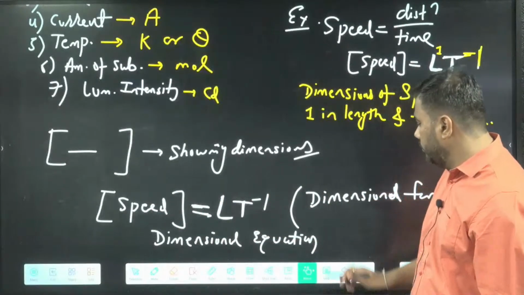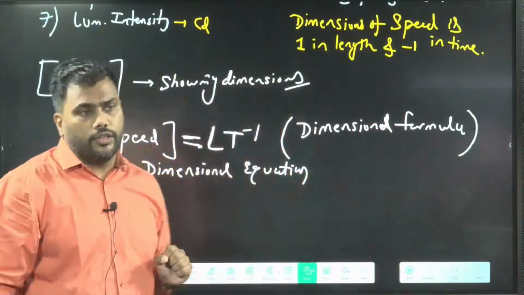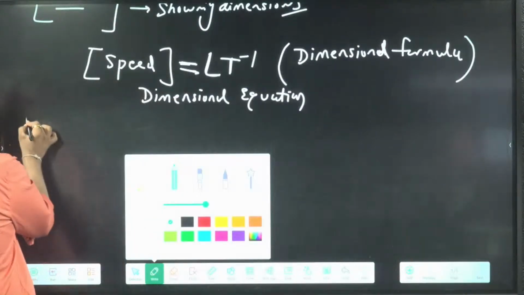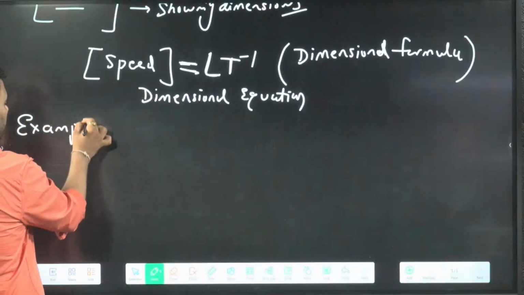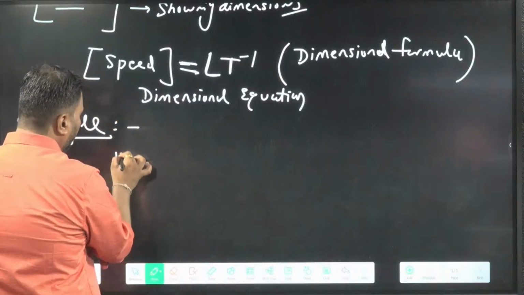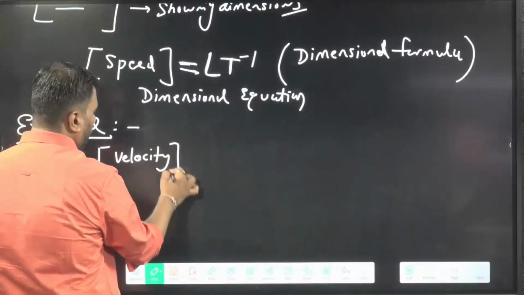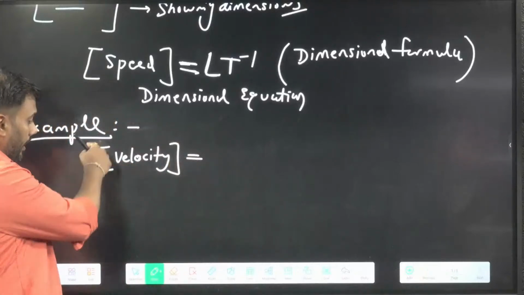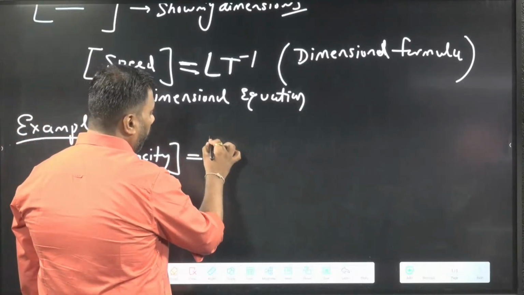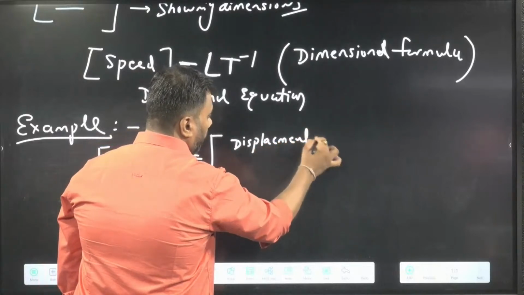So what are dimensions? Dimensions are the powers of fundamental physical quantity on which a derived quantity is dependent. Let us find out some more dimensions. Let's say I am finding dimensions of velocity. When I write square brackets, it means I am writing dimensions. How is velocity defined? Velocity is defined as displacement by time taken.